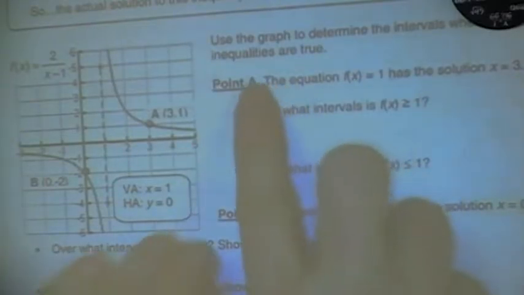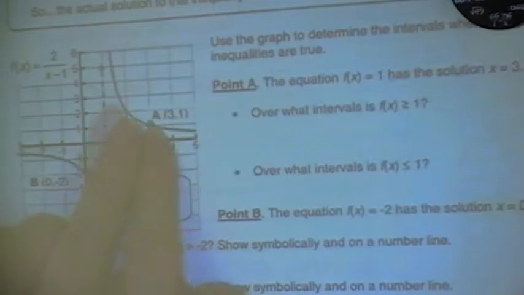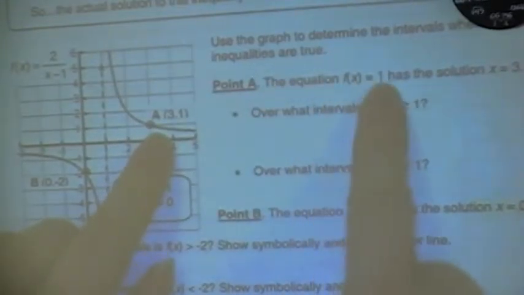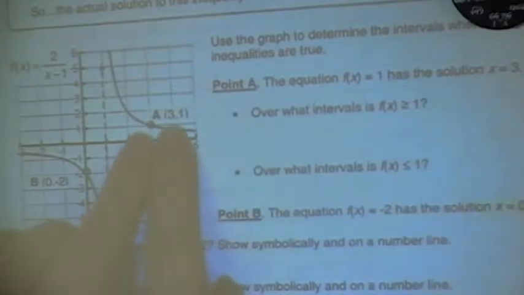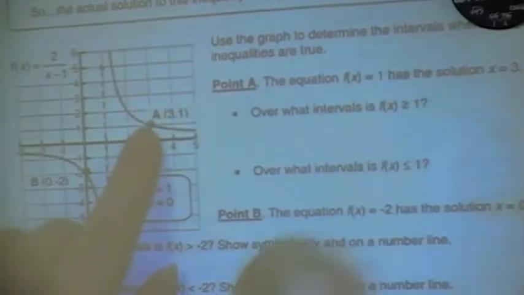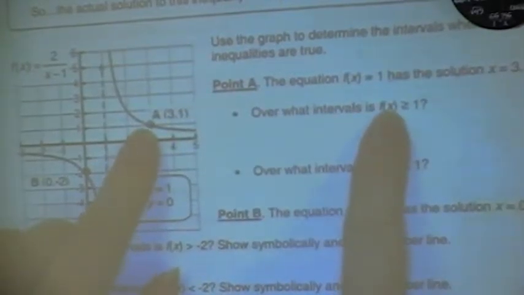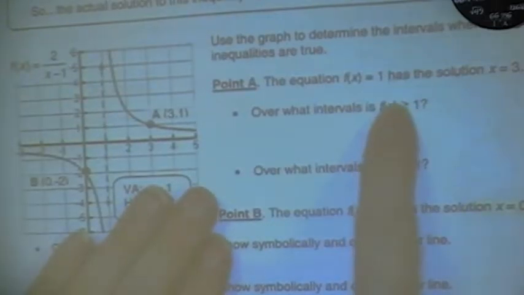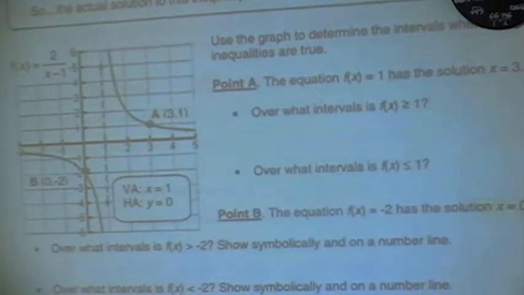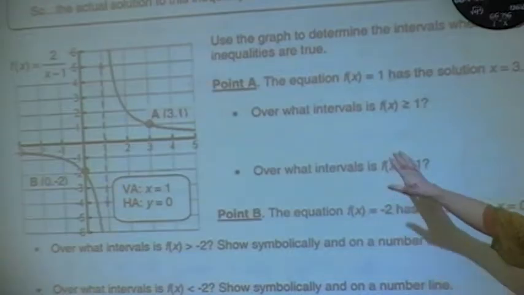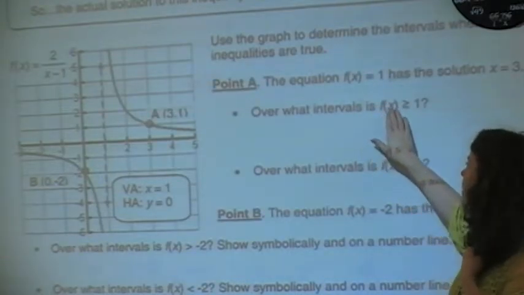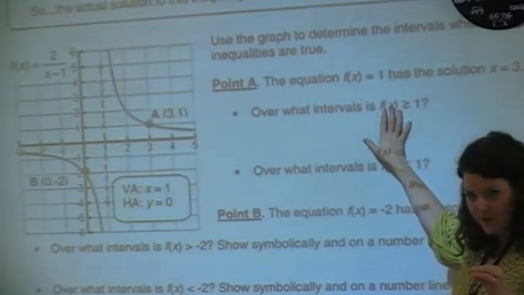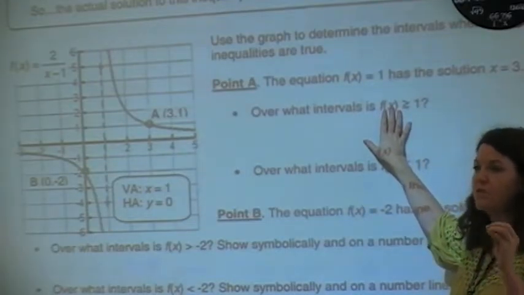So they're asking me about point A. Here's point A. The equation f of x equals 1 has the solution x equals 3. That just means I have an ordered pair (3, 1). That's all they told me. Over what intervals is f of x greater than or equal to 1? Whenever they write something like this, yes, it means y. Where are the y values greater than or equal to 1? They specifically mean the y values of this graph.